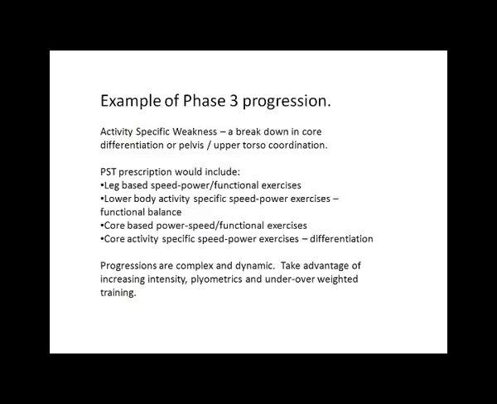Just real quick to finish up here, phase 3. Again, like phase 2, progressions are going to be complex and dynamic. We're going to take advantage of increasing intensity using plyometrics, and of course some underweighted, overweighted type training, and mix it all in a nice progression so that by the end of that 4 to 6 weeks, the athlete is not only peaked physically through their strength and conditioning program, but peaked neuromechanically as well, to coordinate the best that they're going to coordinate going into season.